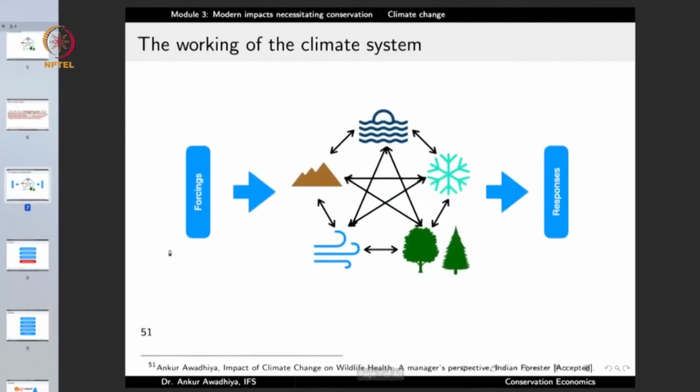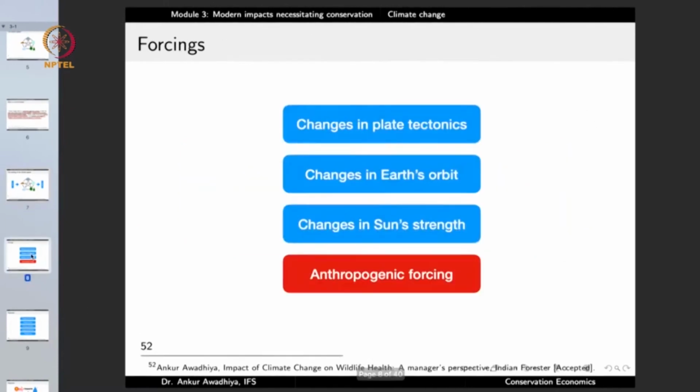So the next question is, what are these forcings and what are the kinds of responses that we can have? So these are some common forces. Changes in the plate tectonics. So these are changes in the land and sea distribution of the earth because of movements of different plates, or changes in the earth's orbit.